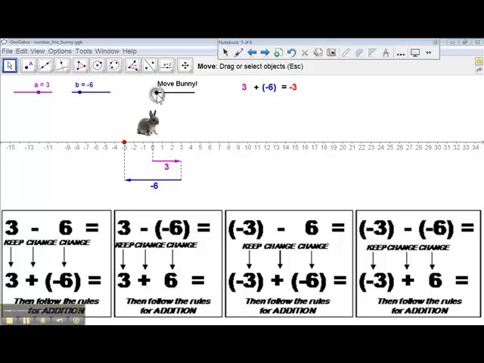So remember our rules, the way we handled it with addition. We move 3 in the positive direction when it's positive, and then we move in the negative direction when it's negative. So we move in the negative direction 6 spaces. We wind up here at negative 3. So 3 plus negative 6 equals negative 3. Let's try the next one.